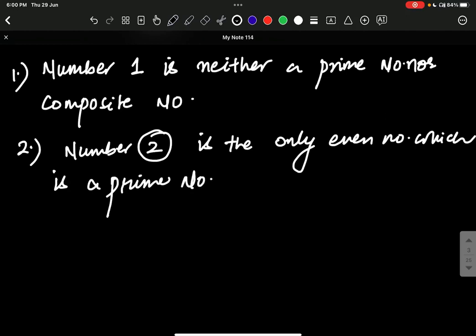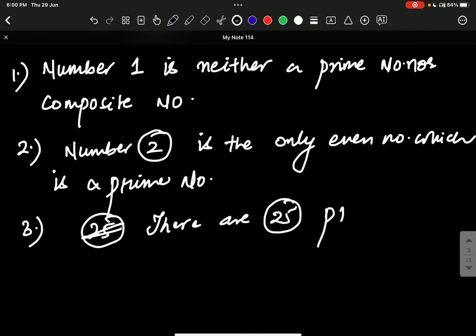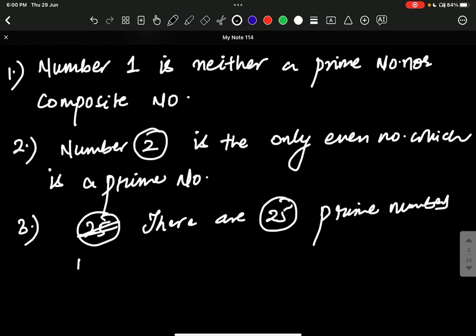Number 2 is the only even number which is a prime number. Next point. Number 25. Now you can note it that there are 25 prime numbers between 1 and 100. Between 1 and 100, 25 prime numbers are there.